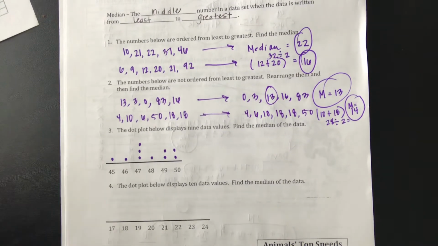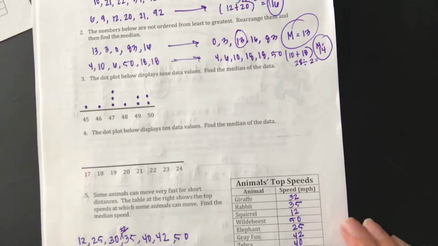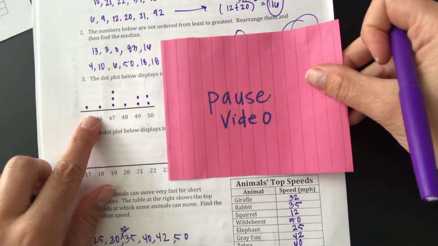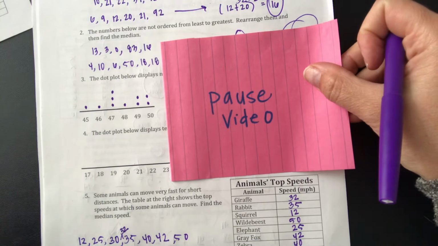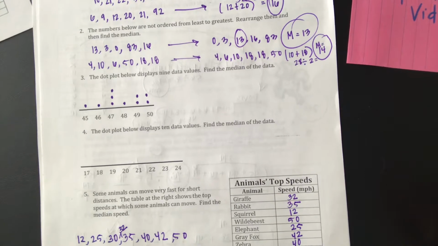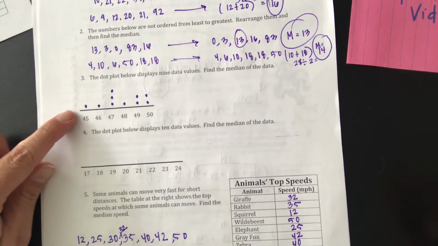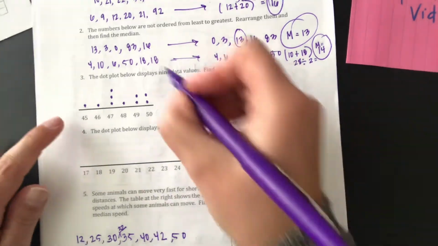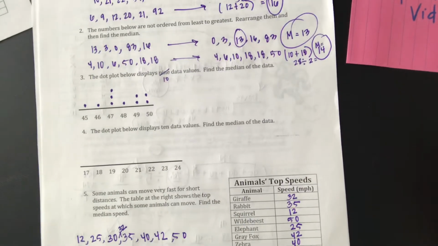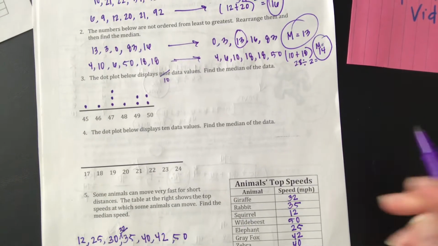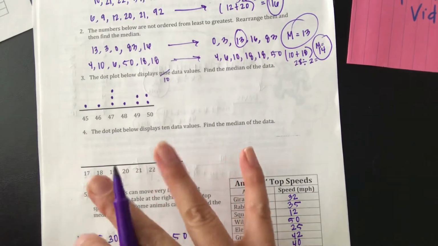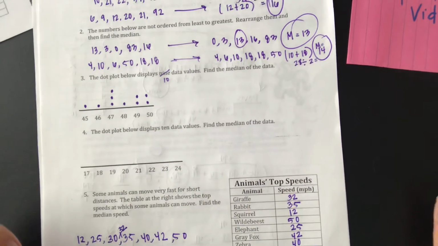Now the next one that we're going to do has a dot plot on it. I want you to pause the video real quick and get your dot plot caught up to where mine is. Okay, you should have your dot plot looking like mine. It says this dot plot below displays 9 values. It should be 10: 1, 2, 3, 4, 5, 6, 7, 8, 9, 10 data values. Find the median of the data. We have been taking data and putting it into a dot plot, and now we're going to take the dot plot and put it into data.